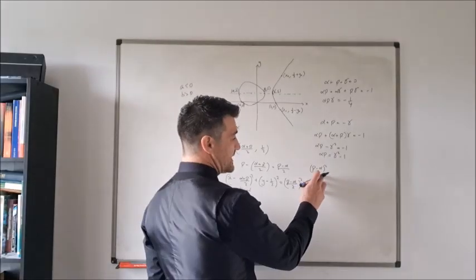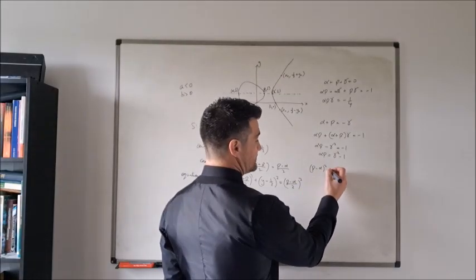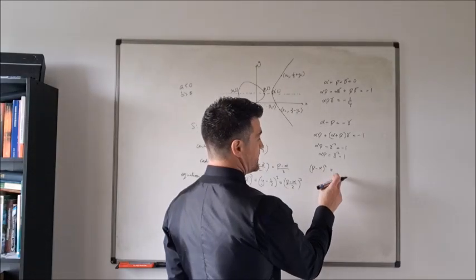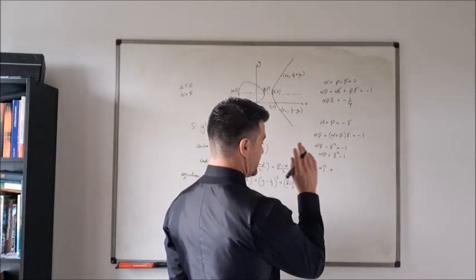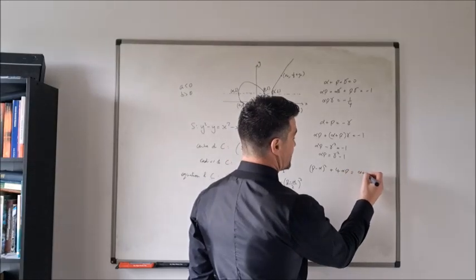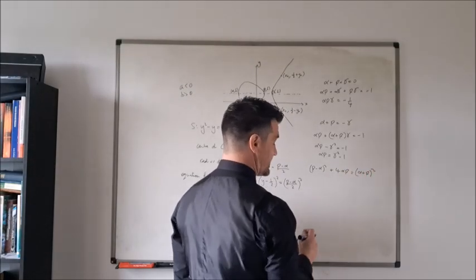Okay, so beta minus alpha squared plus, now I'm trying to think, plus 4 alpha beta is equal to alpha plus beta squared.